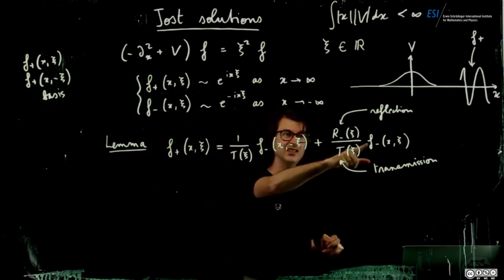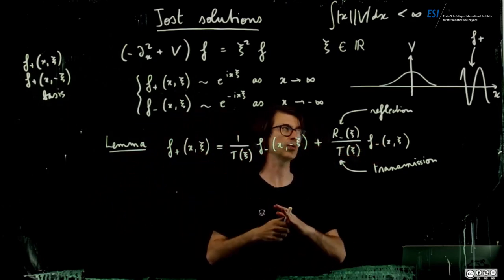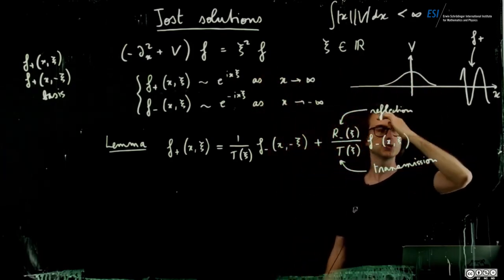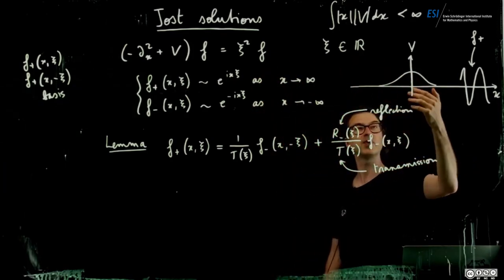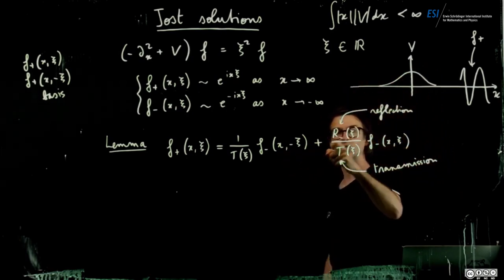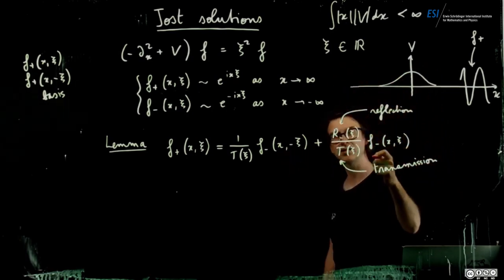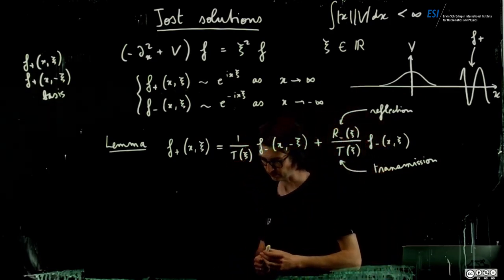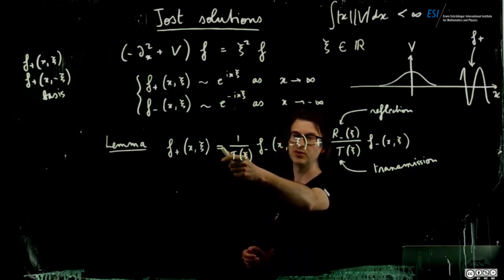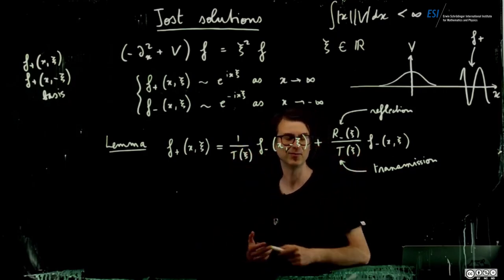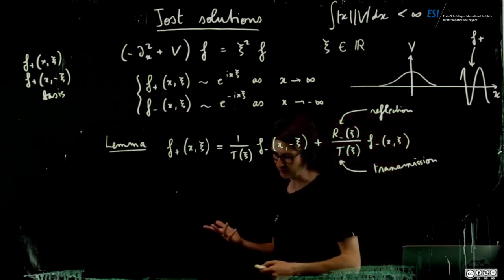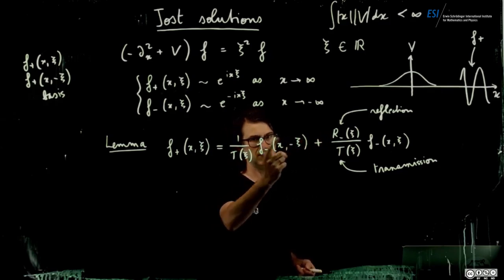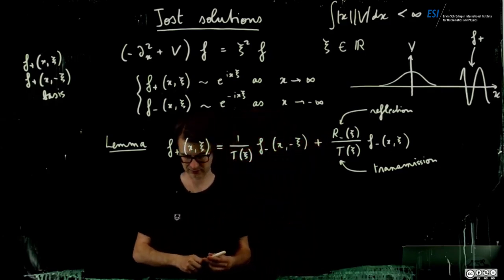Yes, so what this equality is telling you is that if on the right you look like f plus, then on the left of the potential you want to decompose f plus into a sum of the two elements of the basis, f minus, and the coefficients are given in this manner. Written like that, it doesn't seem to be the most natural way of writing things, but this T and R are natural objects.